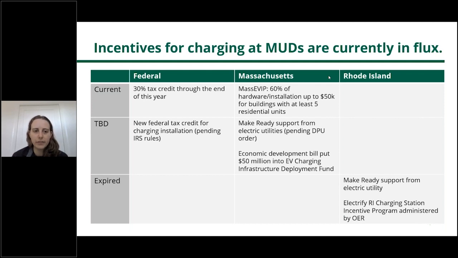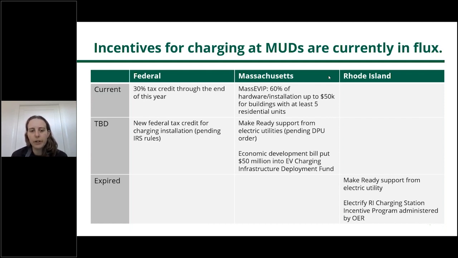So starting at the federal level, there has been a federal tax credit for a couple of years that covers 30% of the cost of installation, and that is in place through the end of this year. The Inflation Reduction Act that passed this summer extends that tax credit for another 10 years, but it adds a bunch of new rules that are complicated and not entirely clear. So there will be a federal tax credit available next year, but exactly who qualifies for it and where is still up in the air.